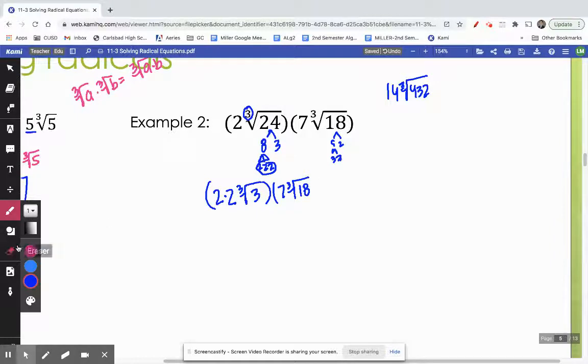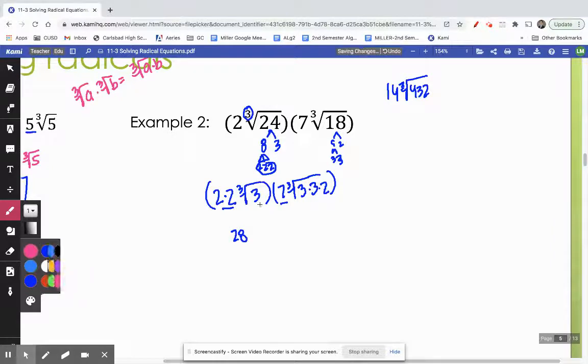But here's what I'm going to do. Instead of writing this as 18, I'm going to write this as 3 times 2 times 2. I apologize, couldn't read my own writing. Okay, 9 is 3 and 3 and 2. So this is actually going to be 3 times 3 times 2. All right, when we multiply these together now, we have 4 times 7 is 28.